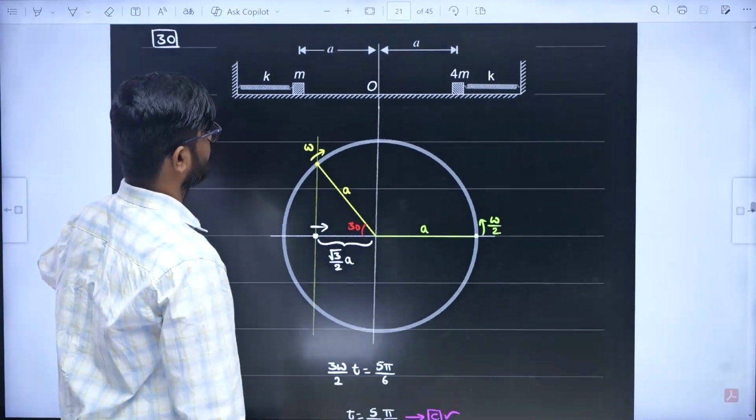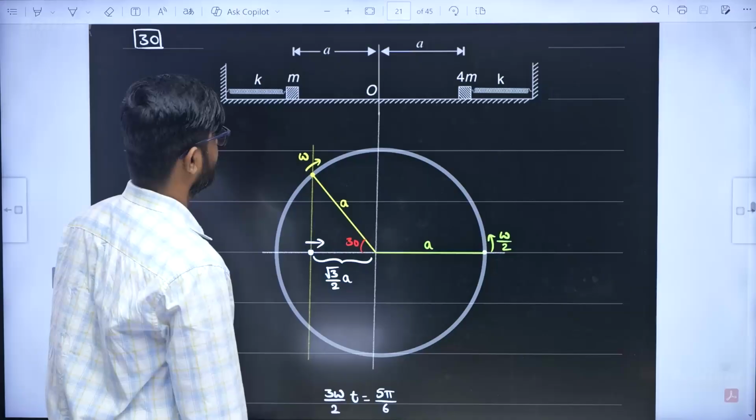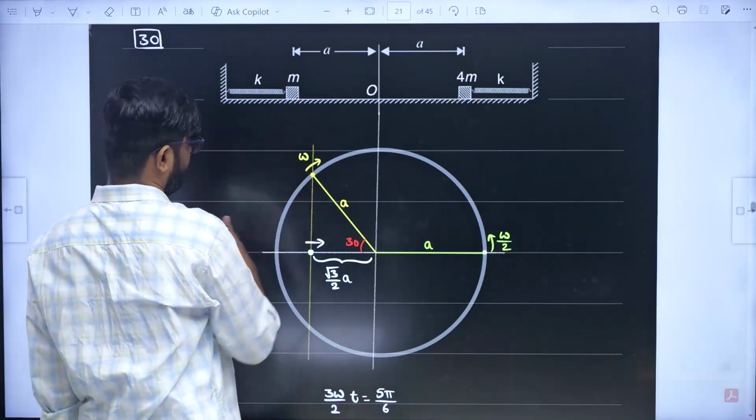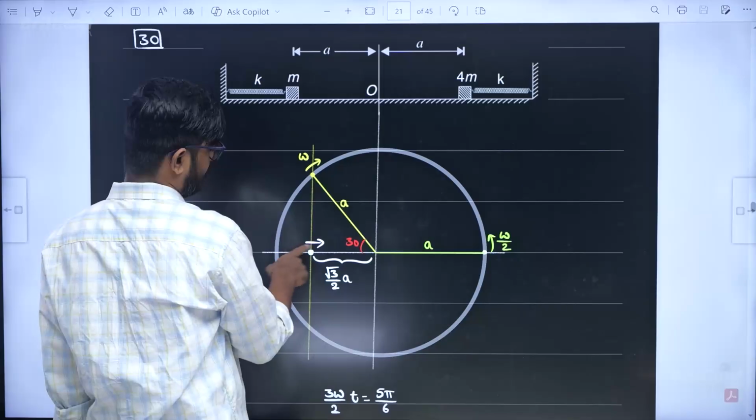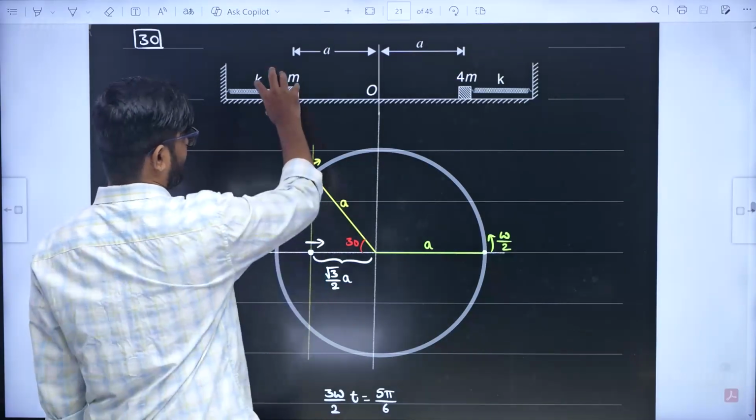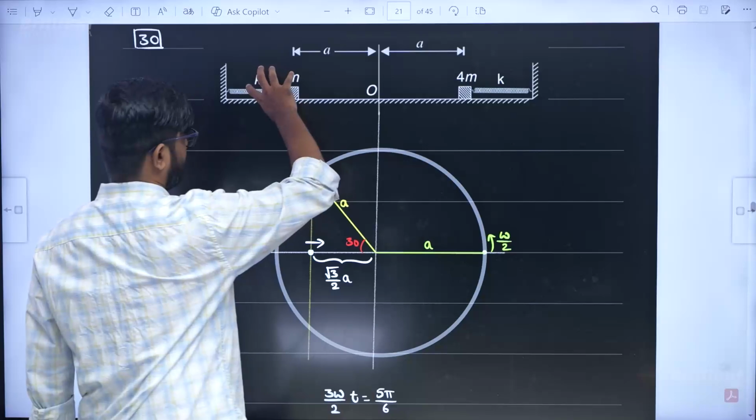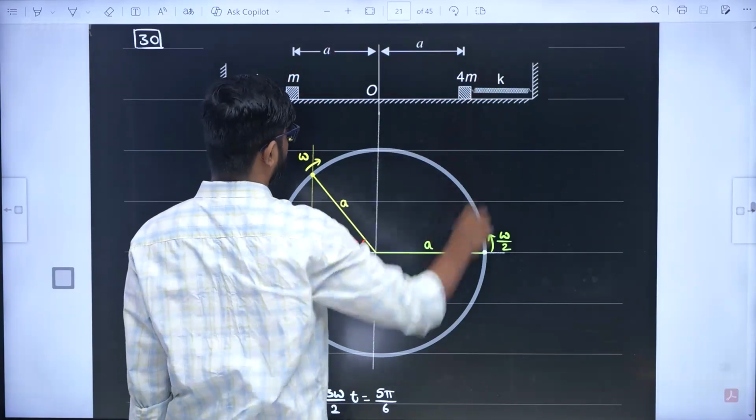Both are going to perform SHM with amplitude A. So we are trying to represent both of them in the same phasor diagram. You are leaving it. When you leave it, it will be going this way, which I am seeing as circular motion, projection along the x-axis. Understand this omega and this omega are different. This omega is root of k by m. This is root of k by 4m. So if this is omega, this is going to be omega by 2.